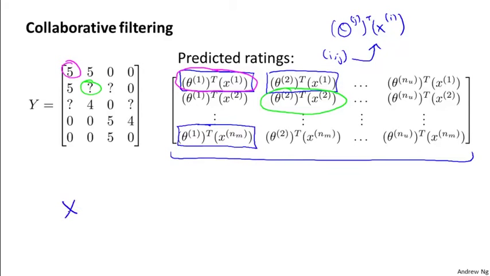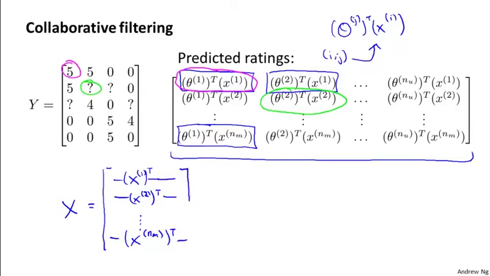In particular, if I define a matrix X, just like the matrix we had earlier for linear regression, to be x1 transpose, x2 transpose, down to x of nm transpose. So I'm going to take all the features for my movies and stack them in rows. Think of each movie as one example, and stack all of the features for the different movies in rows.